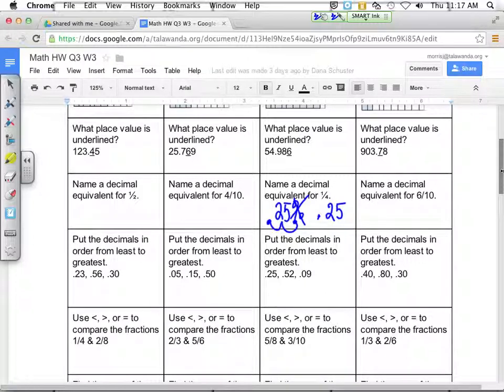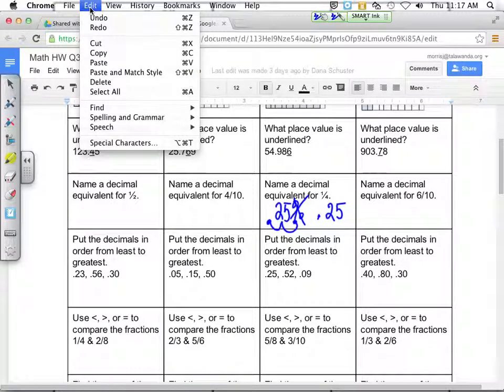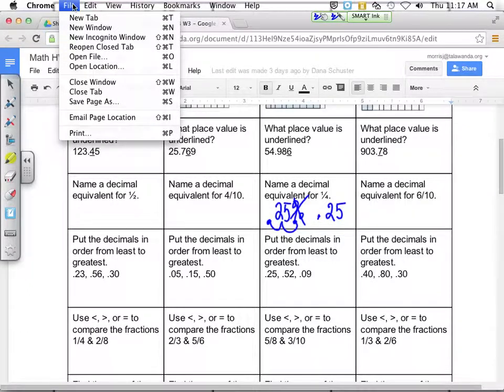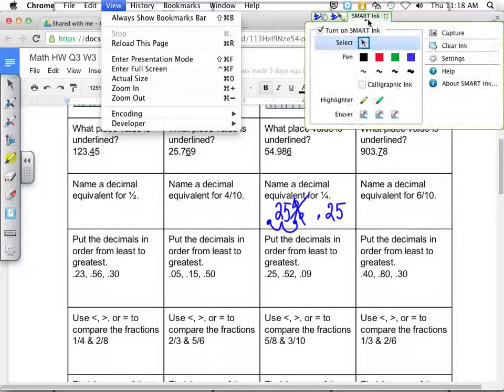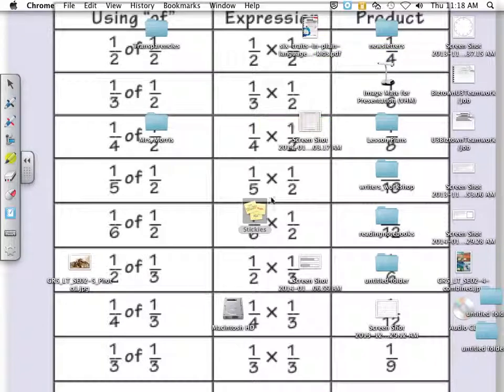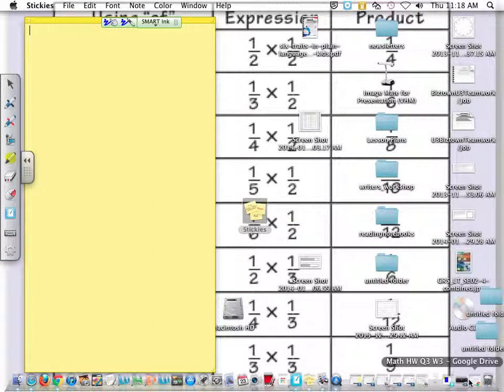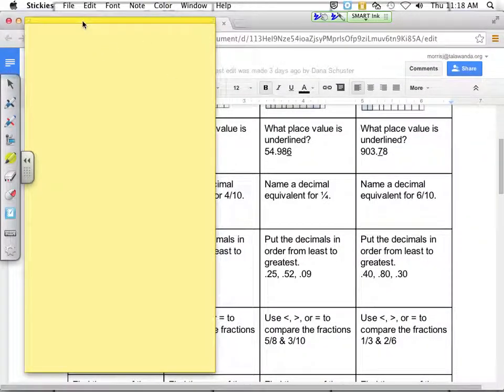Putting the decimals in order from least to greatest. Can you pull up the sticky for me? So minimize that and get a sticky. Clear the ink. Hit the minimize button. Click the sticky. Might need to double click it. Okay, and then bring that sheet back up. Move it over. There you go. And let's move that over.